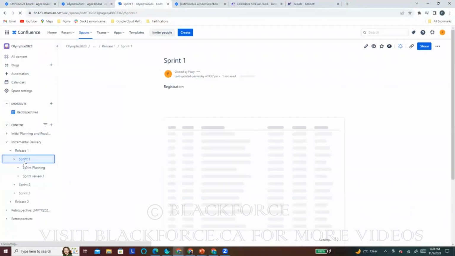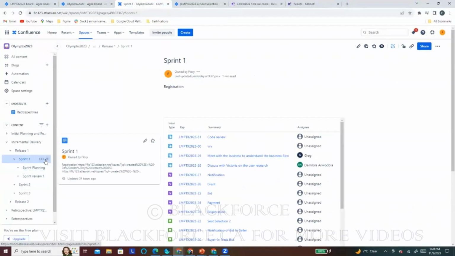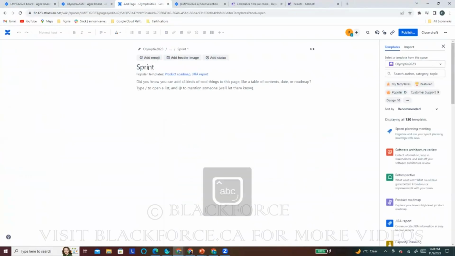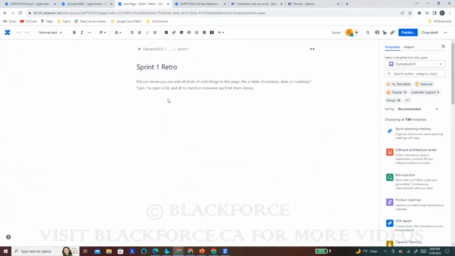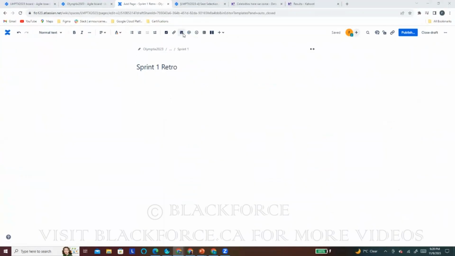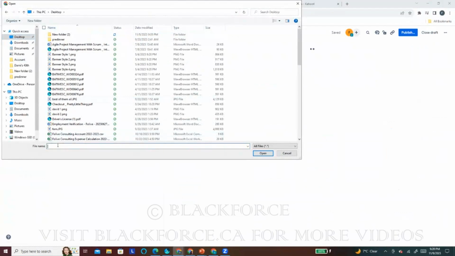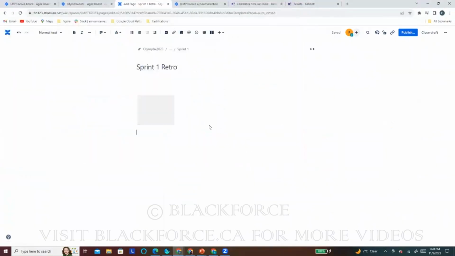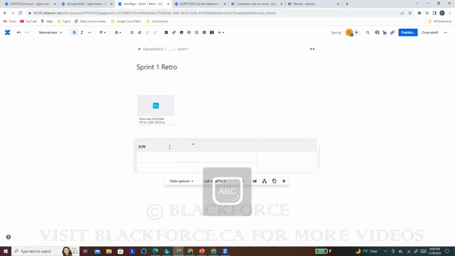So under sprint 1, you can also create a sprint 1 retro. You can add the discussion we just finished here. You can add image. So I'm going to look for it. I think I called this retro November 2023. You can add that. So you can add the retro. You can now create tables, to say action item, assigned.